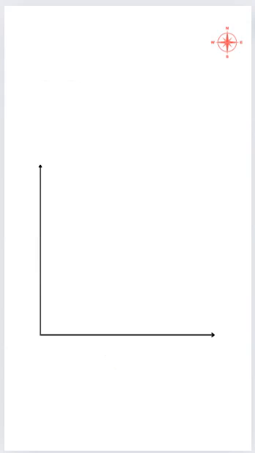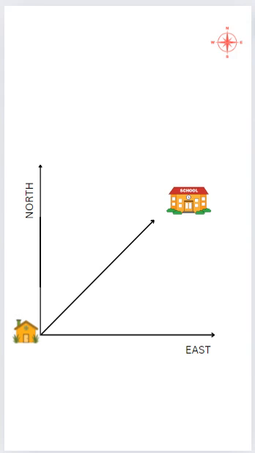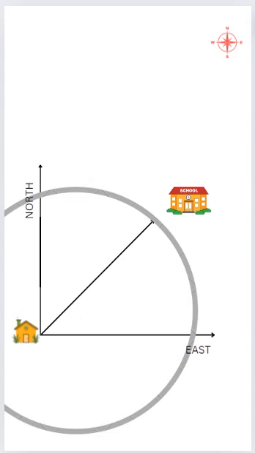Now let us take a different example. Suppose you are at home and you want to go to school. If you are told that the school is 2 miles away from your home, will this piece of information be sufficient to reach the school? Actually not. Because the school can be hypothetically anywhere on the circle around home with 2 miles as radius.